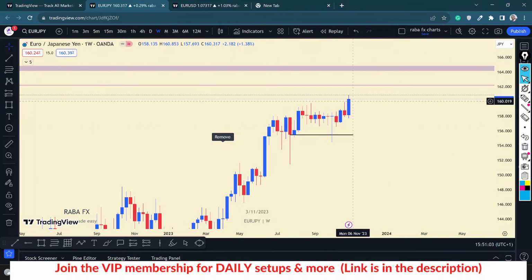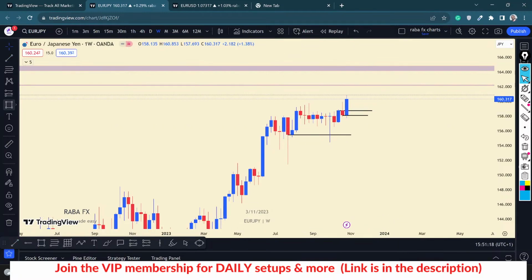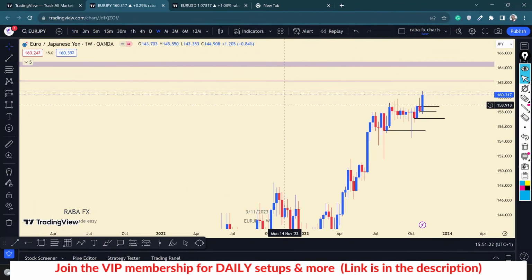Okay, we simply buy till we get here. Obviously we wait for a better setup so that we don't have huge drawdown. So where are the areas where you want to be buying from? If price retraces back to these levels on the weekly, then I'm looking for trades there.